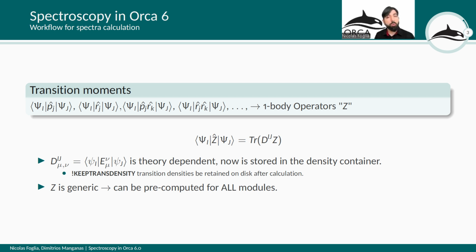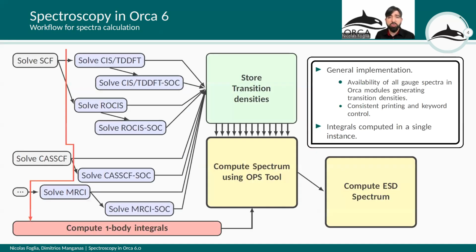Since all transition moments required are obtained by using one-body operators, the matrix elements can be derived by taking the trace of the requested operator multiplied by the transition density. This key point allows us to unify the spectroscopy implementation across all Hermitian electronic structure methods. Integrals and transition densities are computed first, and then they are combined to generate the spectrum by using the new ORCA tool called One Photon Spectroscopy Tool, or OPS.